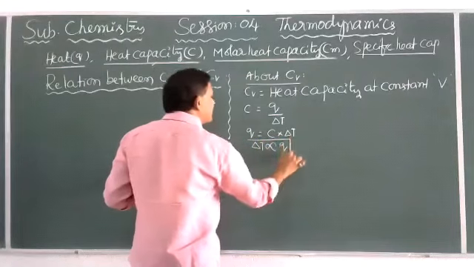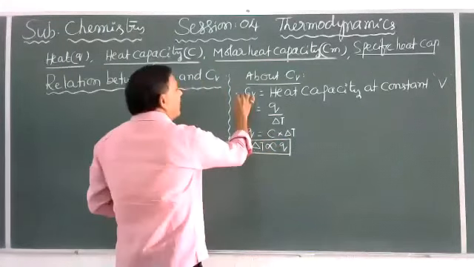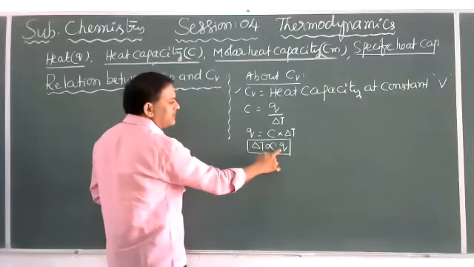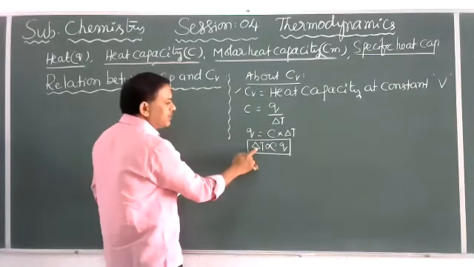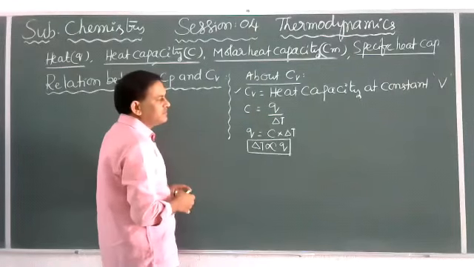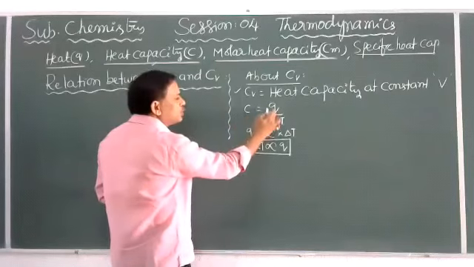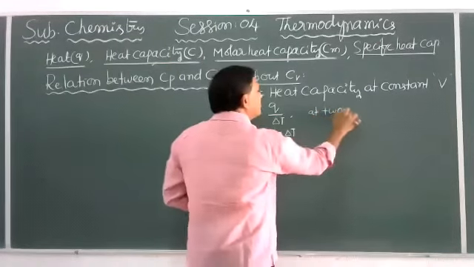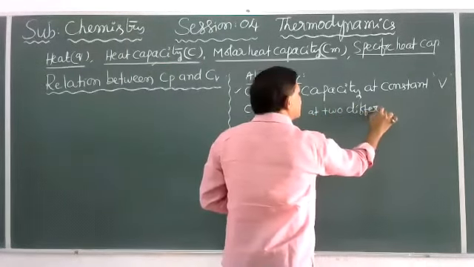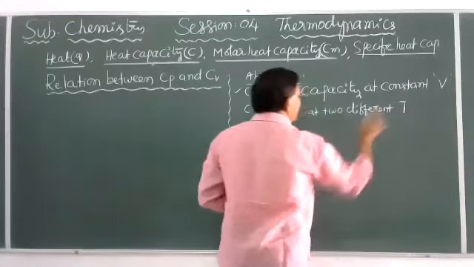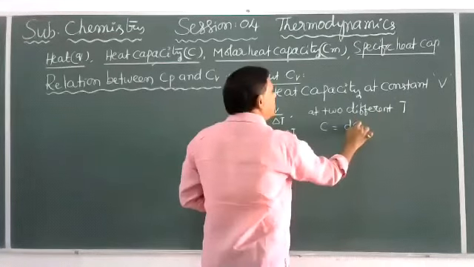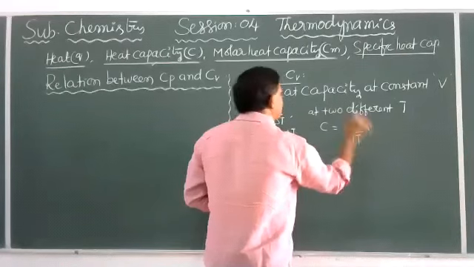Yesterday the definition of heat capacity was explained. The amount of heat required to raise the temperature through 1 degree is called heat capacity. Now that heat capacity C is equal to Q by delta T, when calculated at two different temperatures, then C is equal to dq by dt.